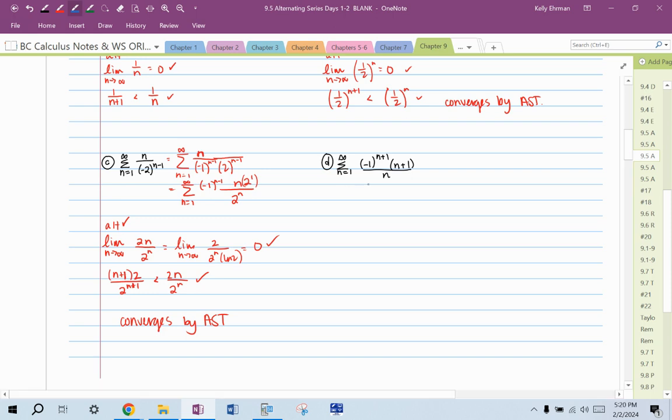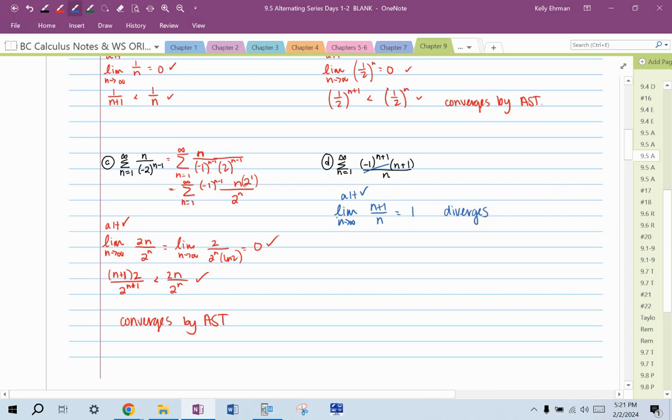Okay, in this example, we have the alternating piece. Then we take the limit to see if the terms are approaching 0. The absolute value of the terms would be n plus 1 over n. So remember, we ignore the alternating piece. Now this limit is not 0. This limit is 1. So it's not that this diverges by the alternating series test.